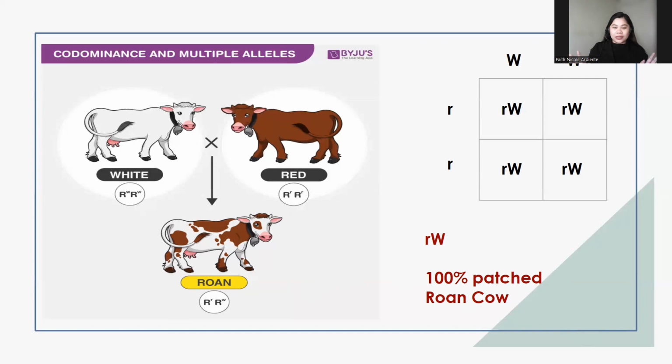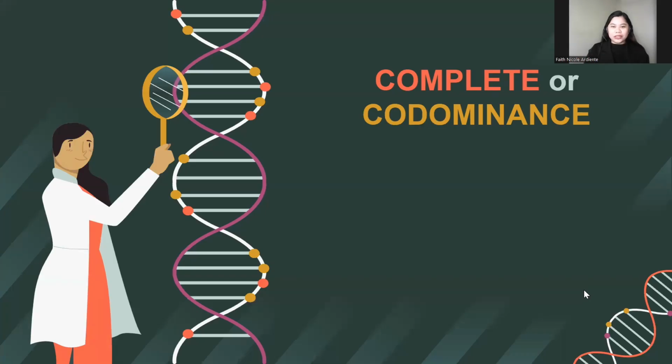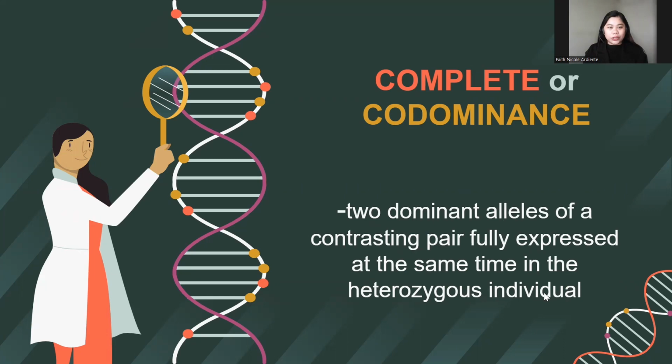Or any clarification? If you have, please do not hesitate to ask. Okay, so who can conclude what is complete or codominance? Yes, student P. Very good. As what you have seen earlier, two dominant traits or alleles are being expressed, which are color red and color white. So there is no blending of traits or colors.